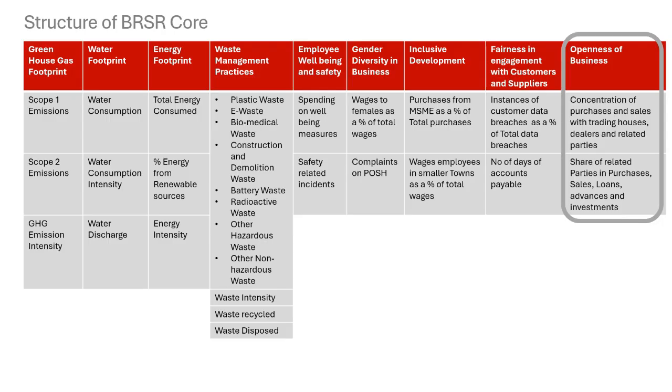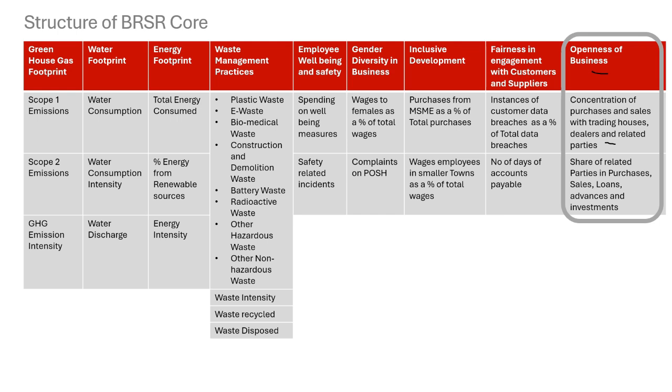The performance and governance can be assessed by how open the business is in its commercial operations. This means how distributed its procurements and sales channels are. The first data point for this KPI is concentration of purchases and sales with trading houses, dealers, and related parties. A high concentration by a few traders may tend to increase the dependency and proximity between the employees and the sales distributors or suppliers. This proximity can be a precursor for corruption.